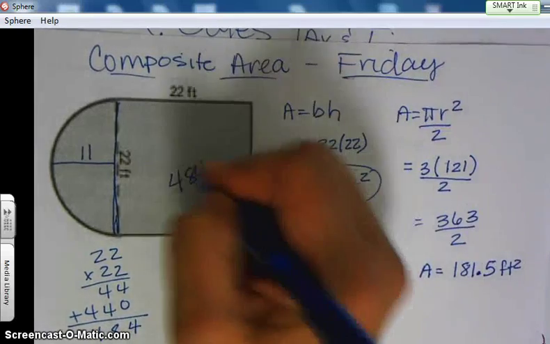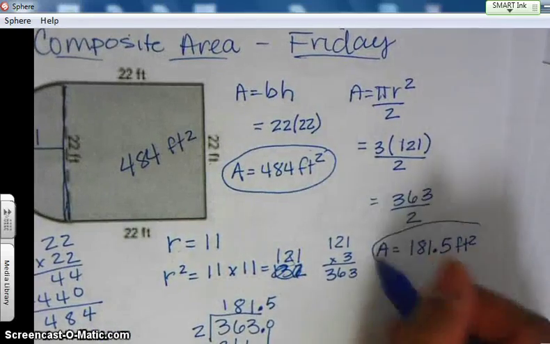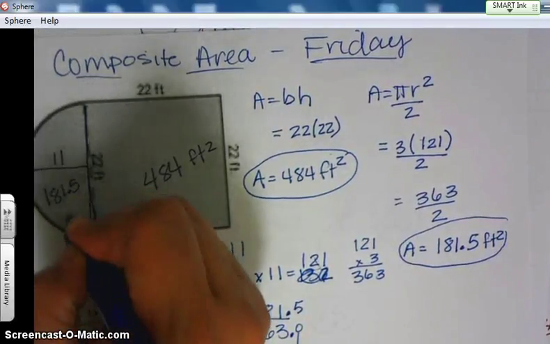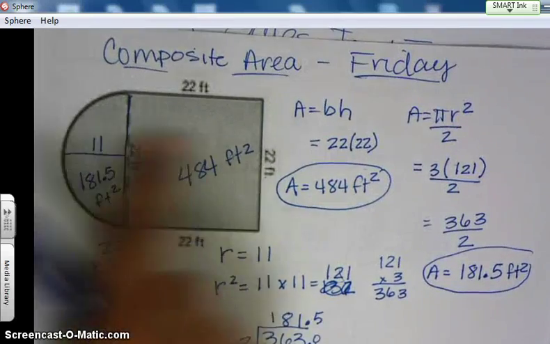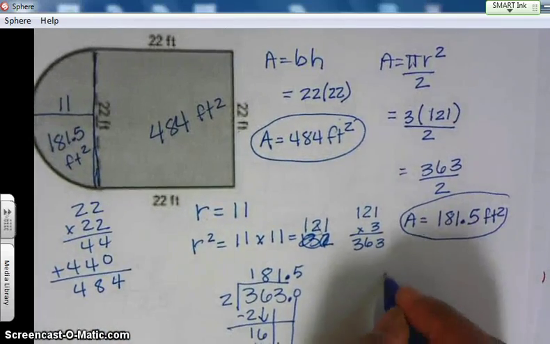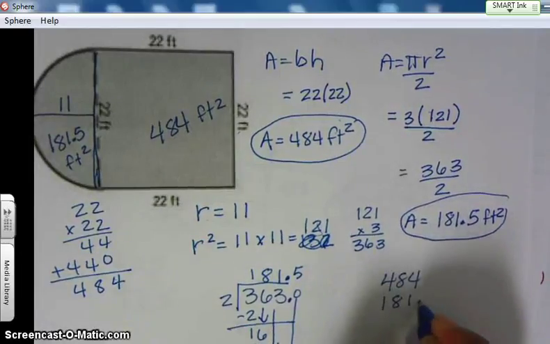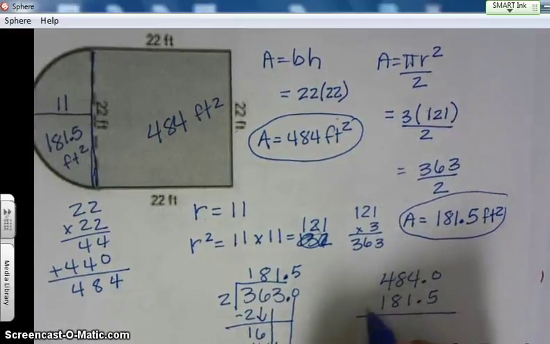Okay, so here is the area of the square, 484 feet squared. This is the area of the semicircle, 181.5 feet squared. Composite area is the area of the whole shape. And so your final step is to take that 484 and add it to the 181.5. I'm going to go ahead and put 0.0 on my first number.